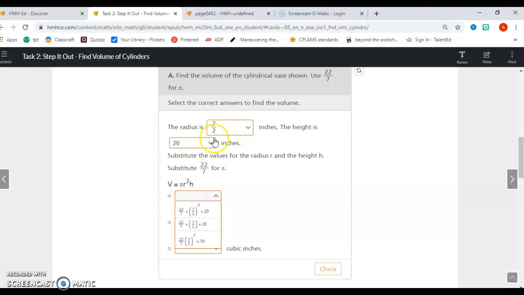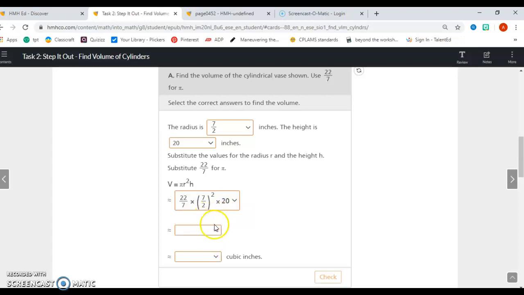The radius is 7/2. So we have to find 7/2 squared. That one right there. Times our height. Height is 20. Notice the difference between the first one and the last one. Last one they have 70. I don't know where they got that. Obviously that's incorrect. So our first drop down box I'm going to choose.